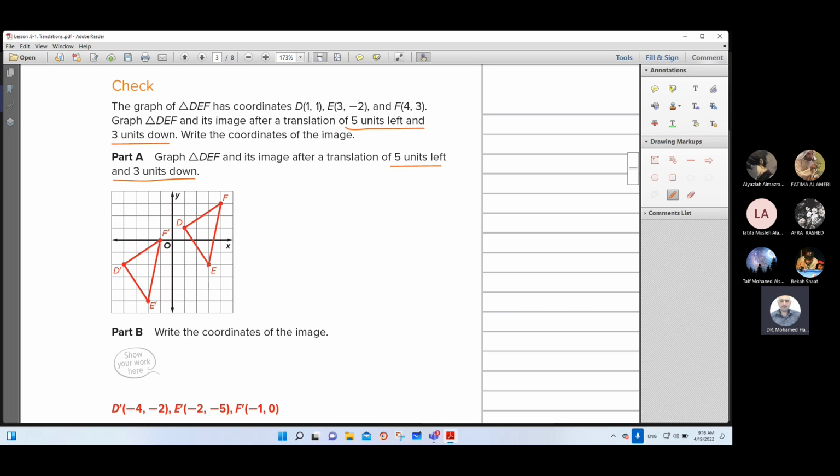The same idea here. This is E. So 5 units left, 1, 2, 3, 4, 5. Then 3 units down, 1, 2, 3. So this is E prime. The second part, or part B, write the coordinates of the image. What is the coordinate of F here? Negative 1, 0. And what is the coordinate of the, as you see here?